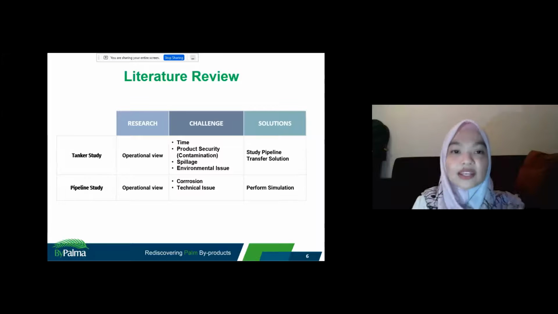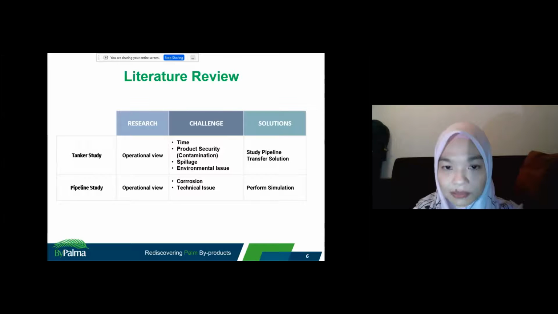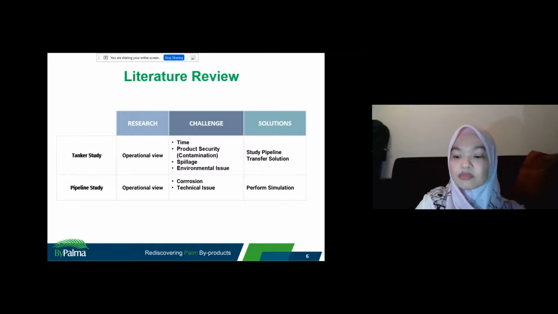Okay. For the literature review, we break it into the research challenge and the solution for both studies, which are the tanker and pipeline studies. The challenge for the tanker study involves time and product security, which might be contamination, and spillage also involves an environmental issue. The solution of the tanker study, we come up with the pipeline transfer solution. For the pipeline study, the challenge is corrosion and technical issues, and the solution is to perform simulation to come out with better improvement.